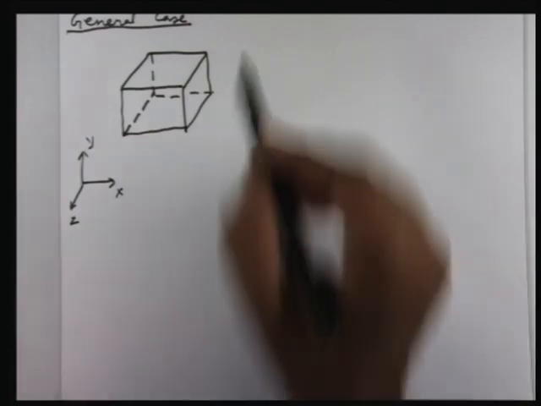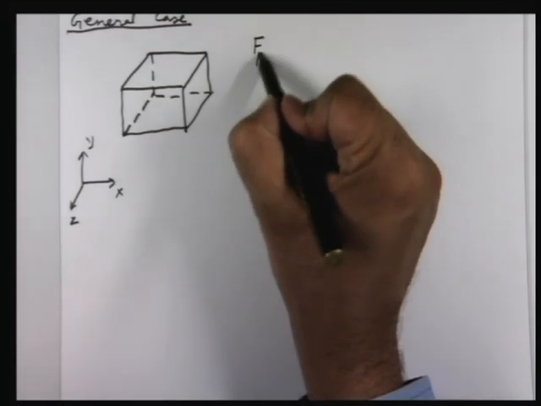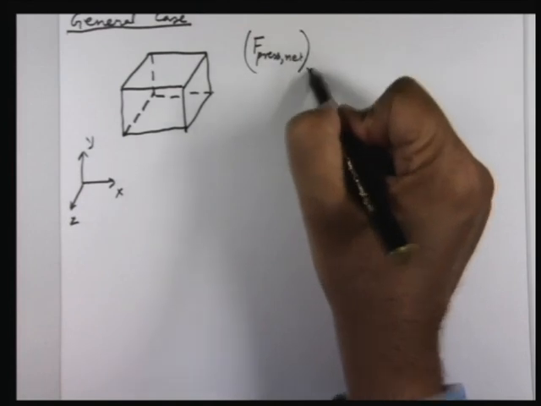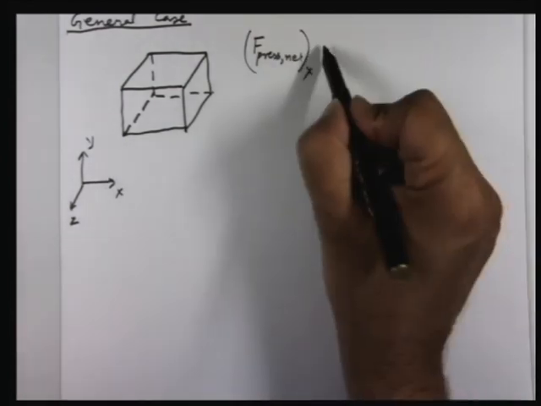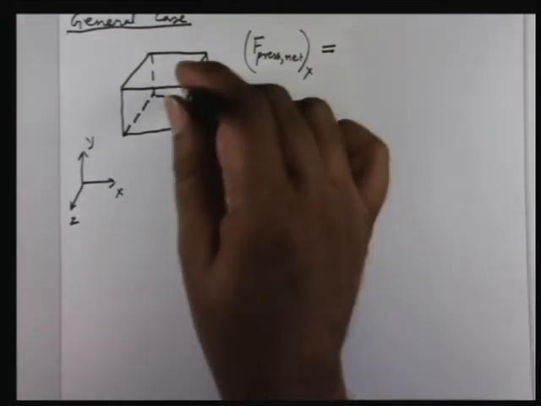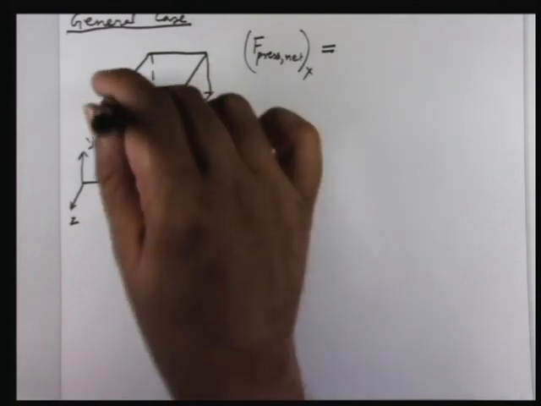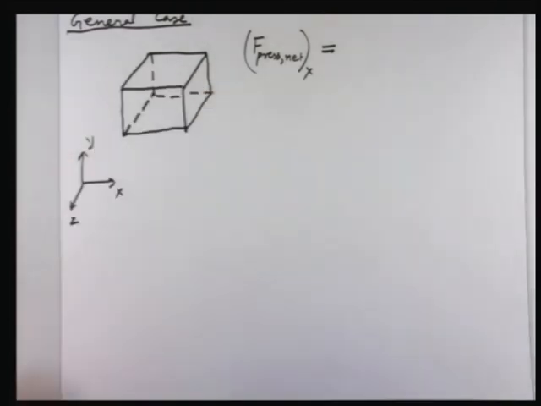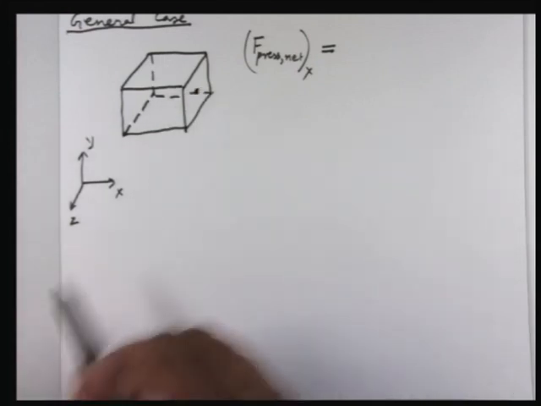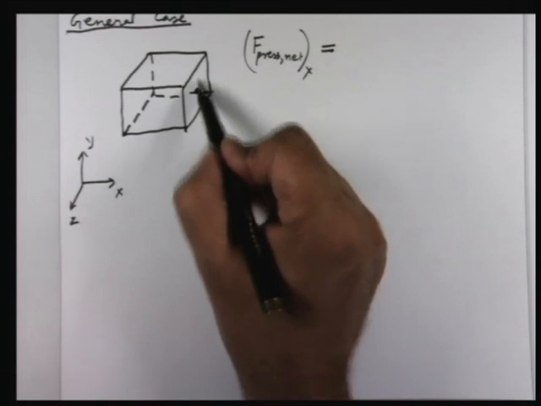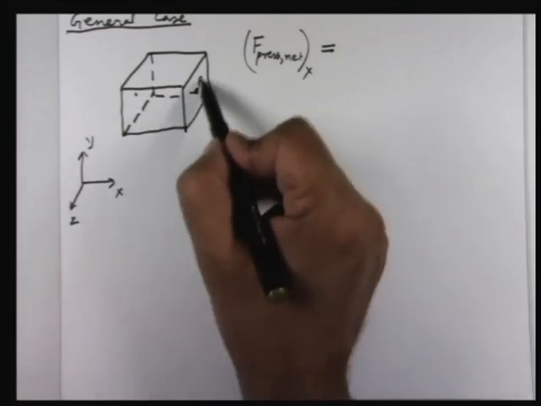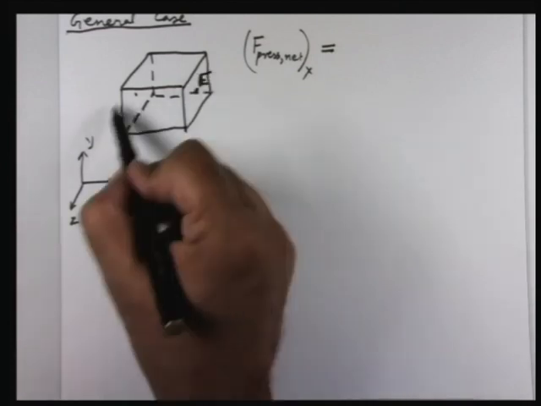So the net pressure force, F pressure net, I want in the X direction. This will come only from the forces which are acting on this face perpendicular to the X direction and the opposite face. Now let us say I call this the east face E and I call the other one the west face.